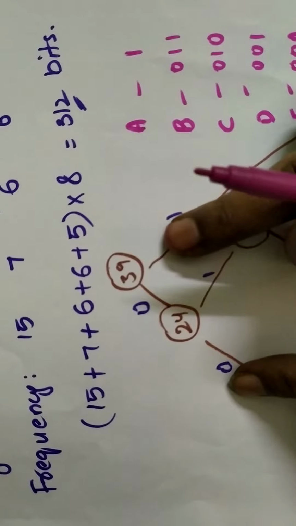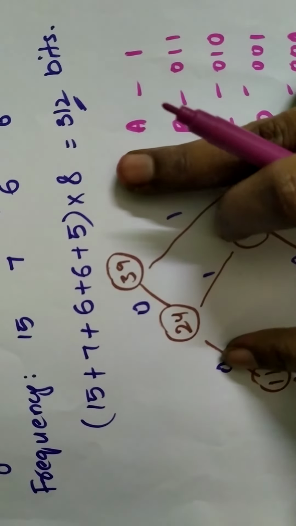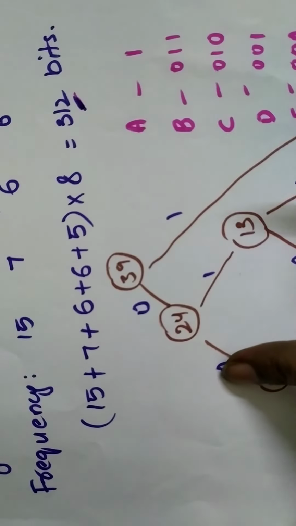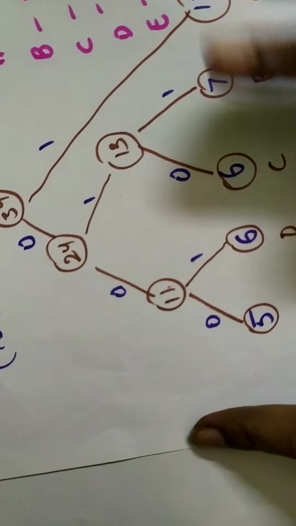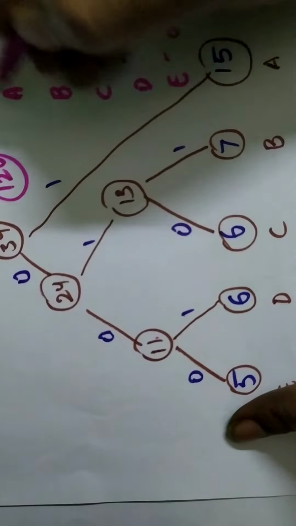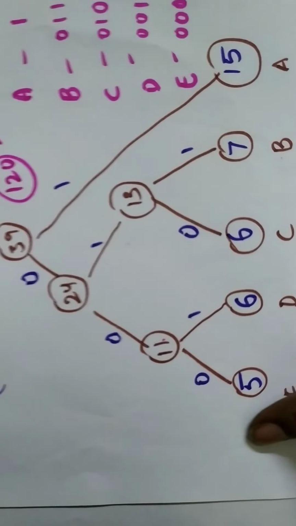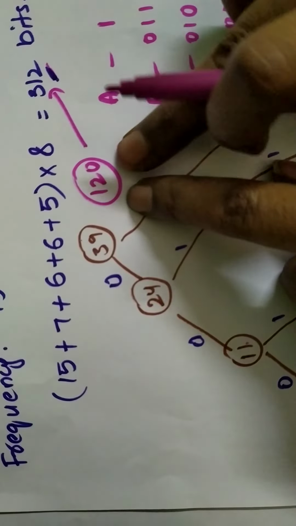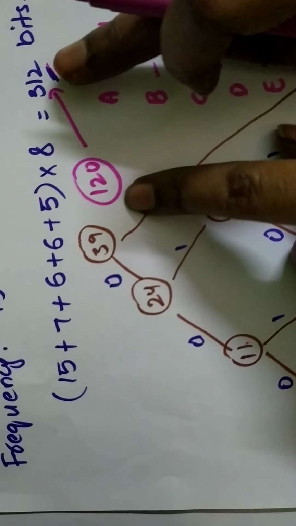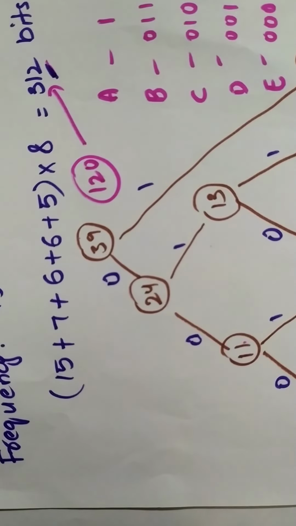See, the same message without using the Huffman encoding technique requires 312 bits, whereas using the Huffman encoding technique, it requires only 120 bits, which is much less than 312. Just compare these two values: 120 is much less than 312. So this is the best technique to reduce the data size over a network.